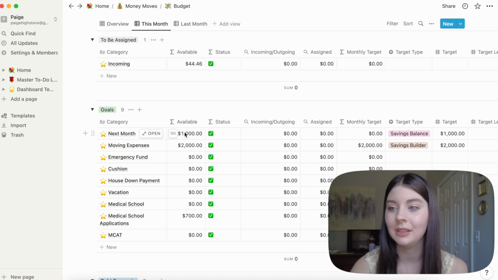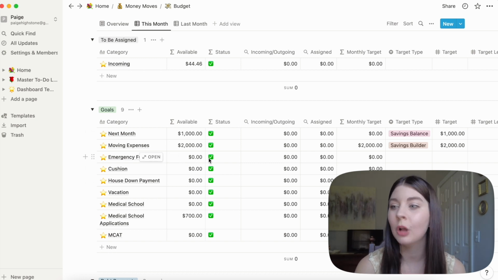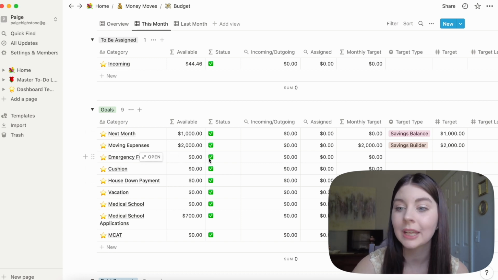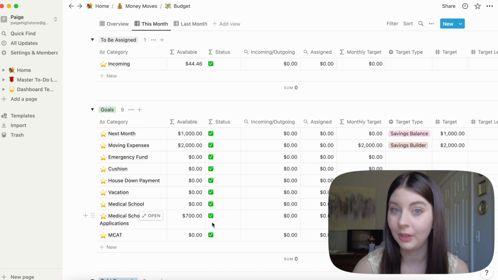But as you guys see, I don't have an emergency fund right now because I'm really trying to save for our moving expenses as well as my husband's medical school applications, because they are very expensive.